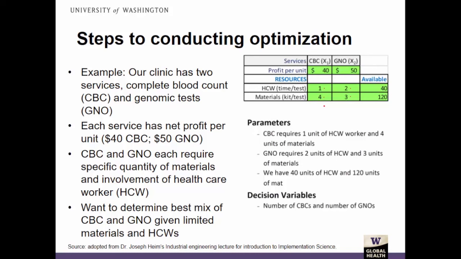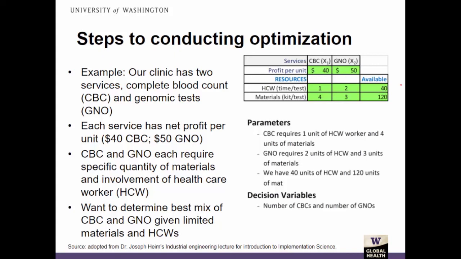So these resource variables and how much each test requires, along with the profit and the fact that we are doing complete blood counts and genomic tests, those are our decision variables. But we also have a limited availability of materials, which are constraints. So you can see we only have 40 units of healthcare worker time and 120 units of the kits for the materials. So those are our constraints.